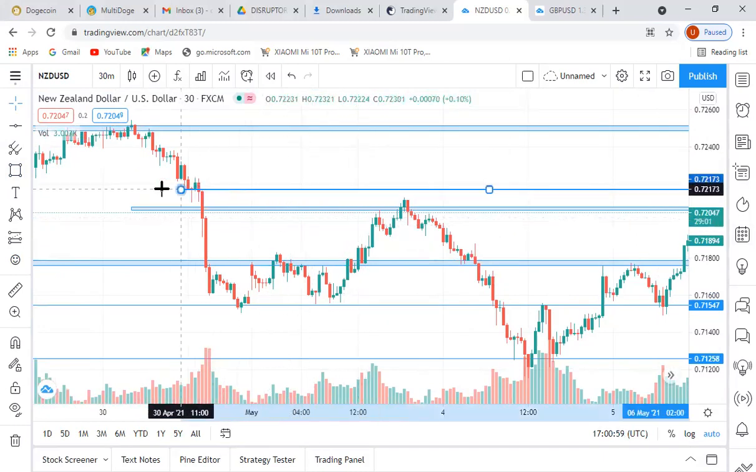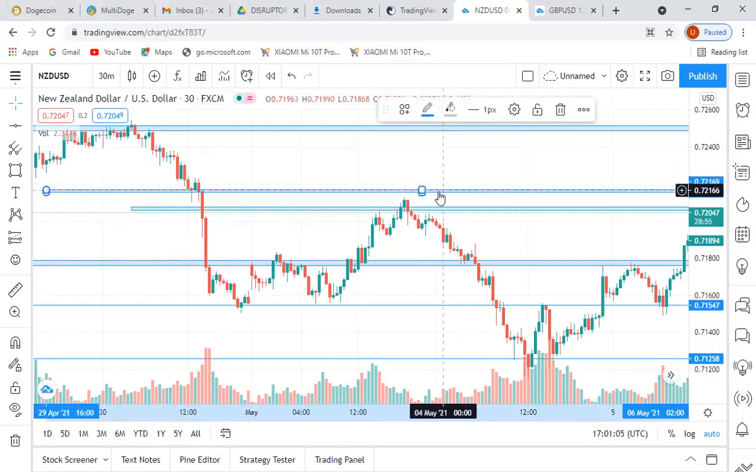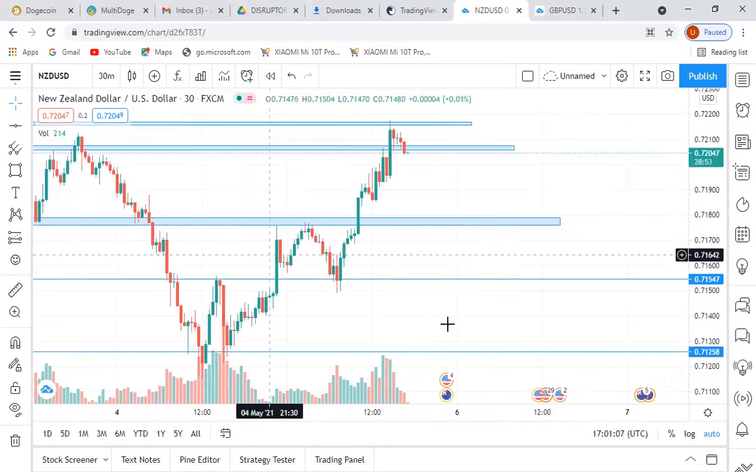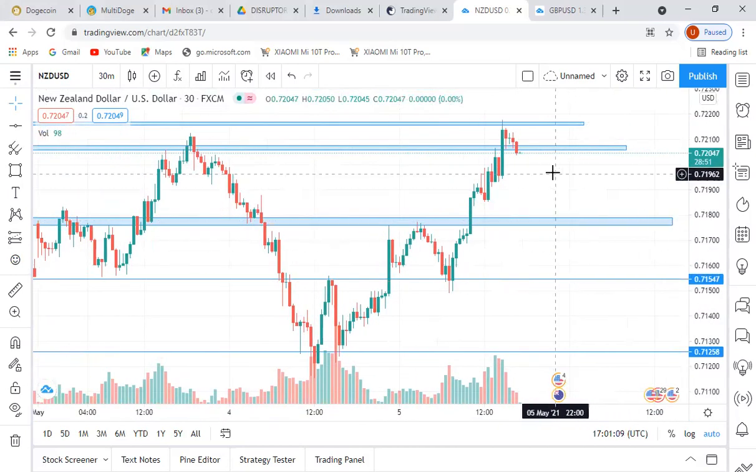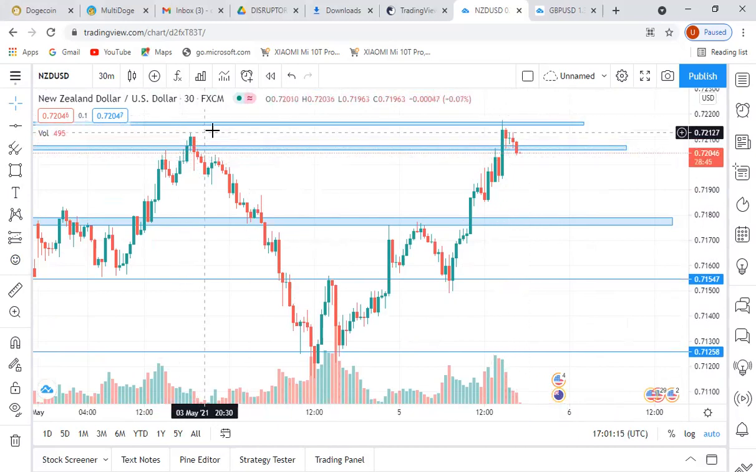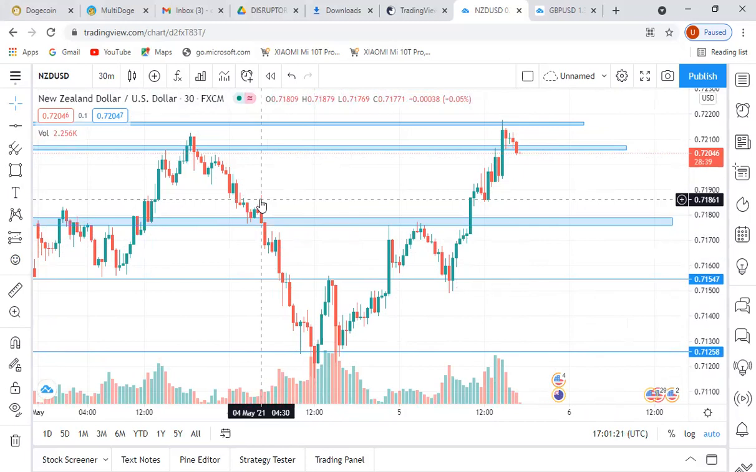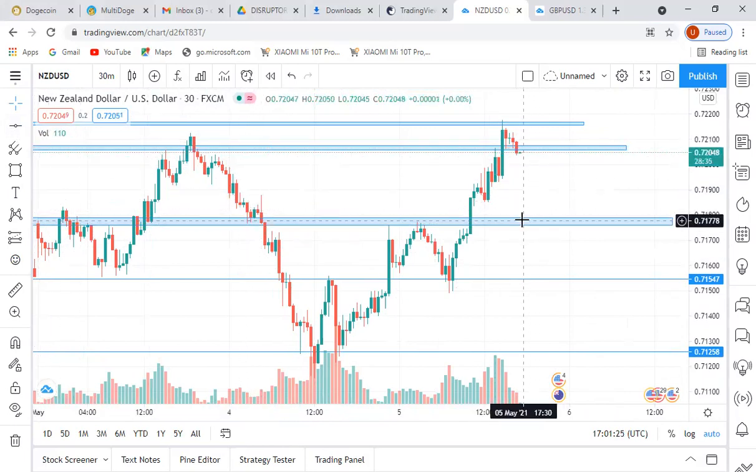As a matter of fact, you need to do your practice on your demo account, so that you familiarize yourself with what we're saying. So this is resistance one, resistance two. Price has broken out of this level. Now, what are we watching? We're watching also if price gets here too.